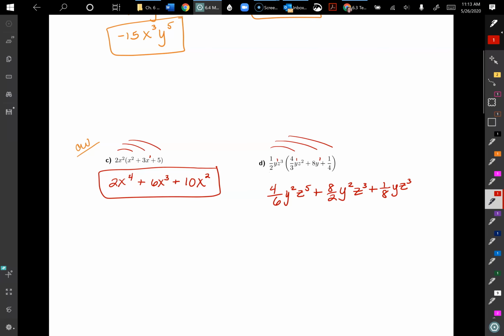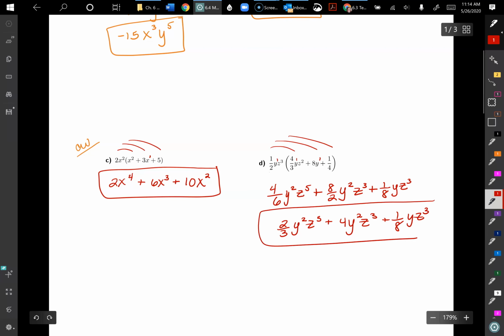The yz cubed. Now I'm going to reduce, so I have 2/3 y squared z to the 5th plus 4 y squared z cubed plus 1/8 y z cubed. And that is my answer.